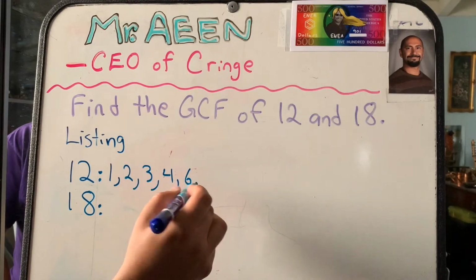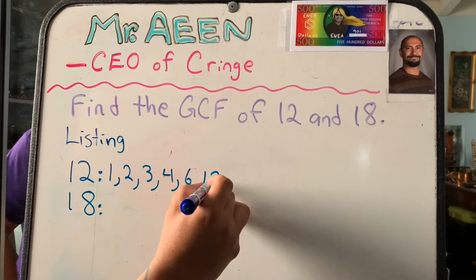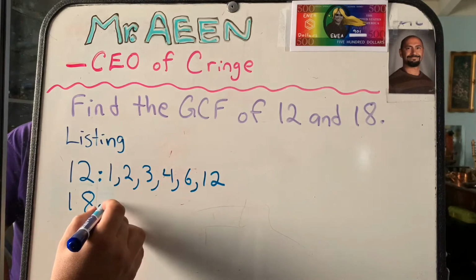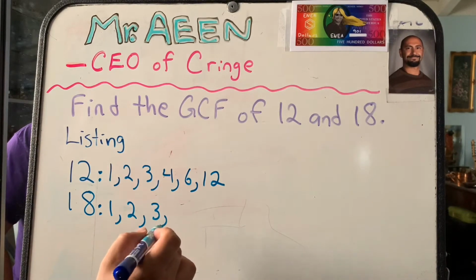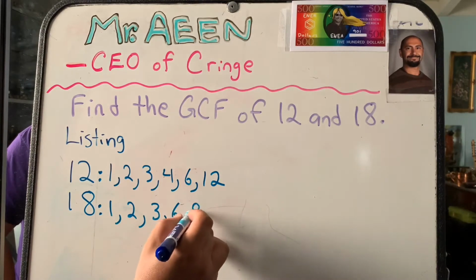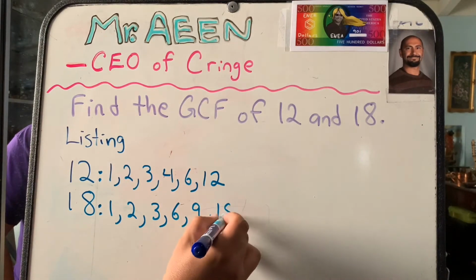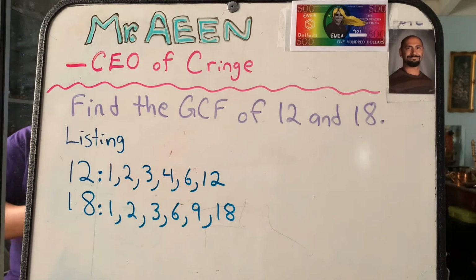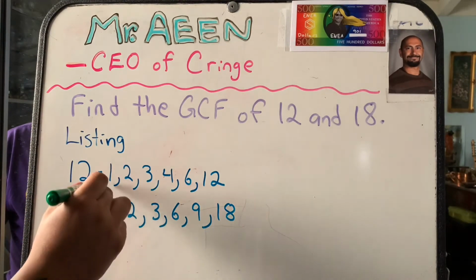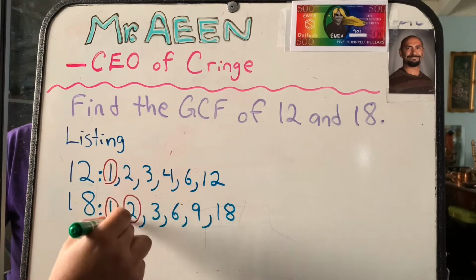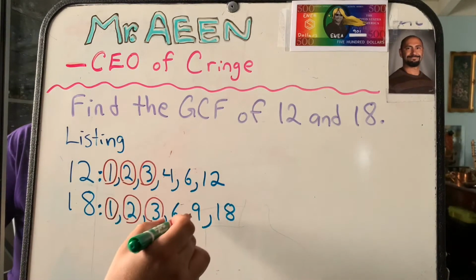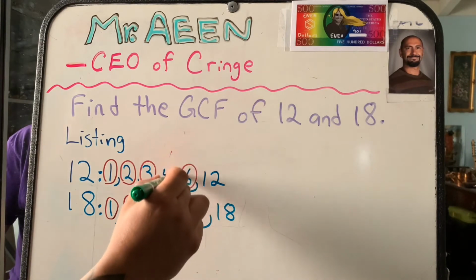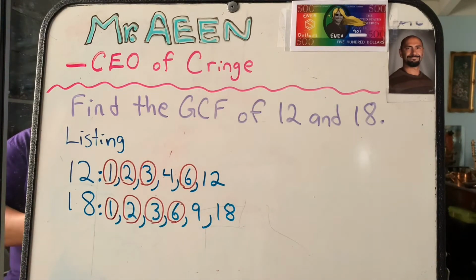So for 12, we have 1, 2, 3, 4, 6, and 12. And for 18, we have 1, 2, 3, 6, 9, and 18. Okay, then you look for common factors, numbers that are the same for both rows. So common factors are 1, 2, 3, and 6.